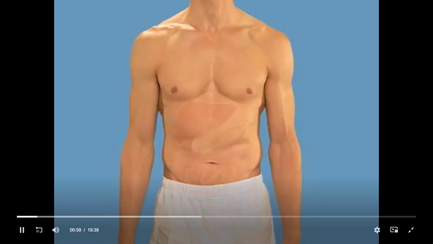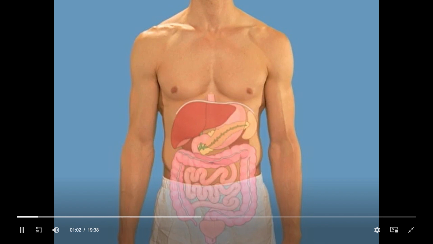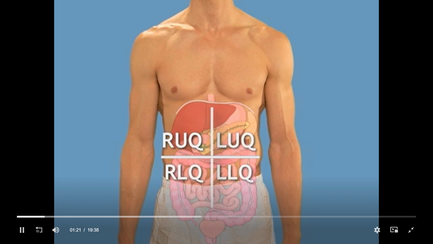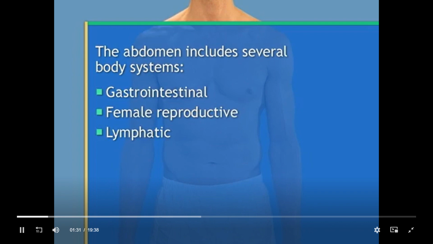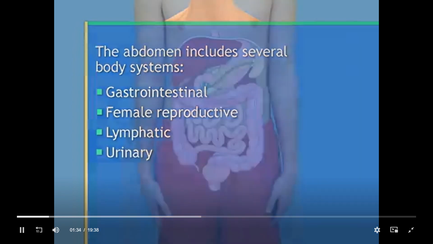The abdomen is the part of the body between the sternum and the pelvis. For purposes of examination, the abdomen is divided into quadrants determined by lines drawn vertically between the xiphoid process and the pubic symphysis, and horizontally through the umbilicus, resulting in right upper, right lower, left lower, and left upper quadrants.